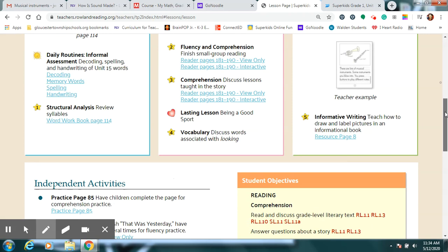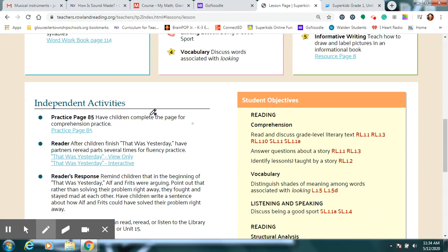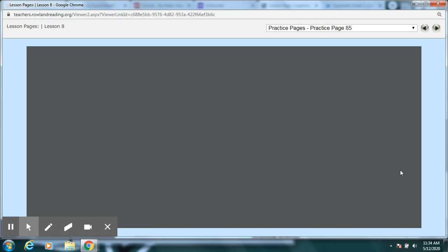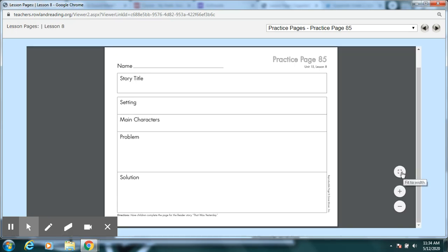Fantastic. The next thing we're going to do is over here. Practice page 85 is in your packet. It looks like this. This page goes with the story that was yesterday. So today you're going to read that story again. Remember, yesterday you read it in Superkids Online Fun. Today, just use your book, find the story that was yesterday, and you're going to write the title right here.